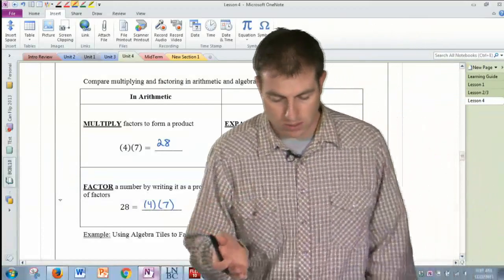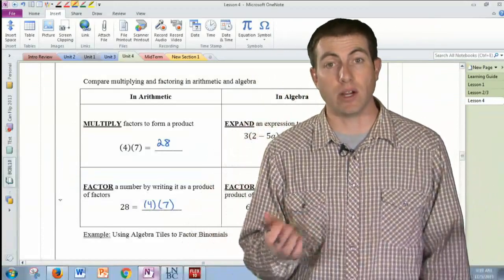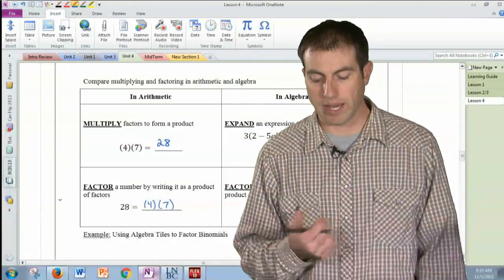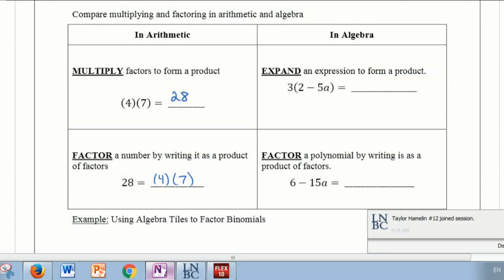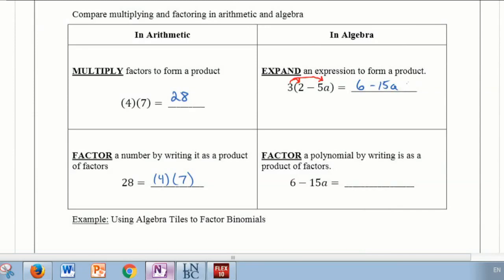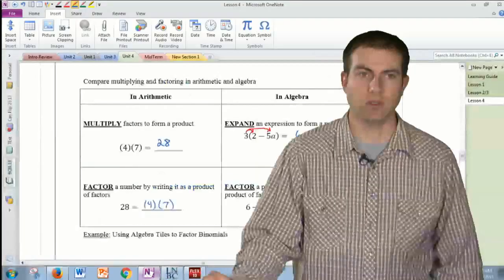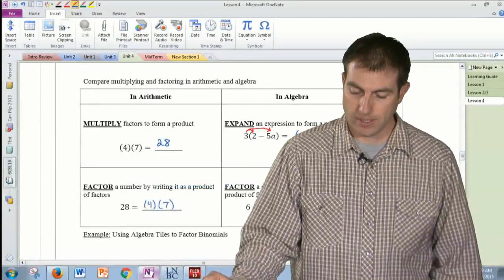What if we start doing this process with variables and letters and things like that? So algebra, essentially. If I said expand, we spent a lot of time talking about expanding, the distributive principle. We're going to multiply everything outside of the brackets by everything inside of the brackets. So 3 times 2 gives us 6, and 3 times 5a gives us negative 15a, because it's negative. All right, so that was multiplication or expanding using the distributive principle.